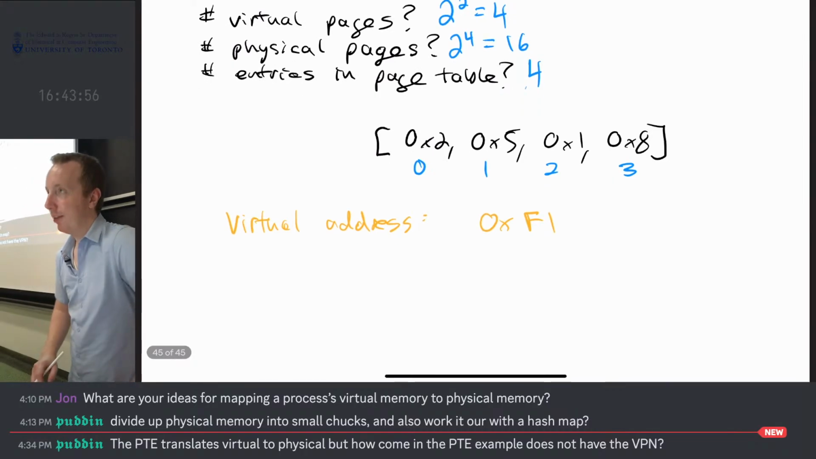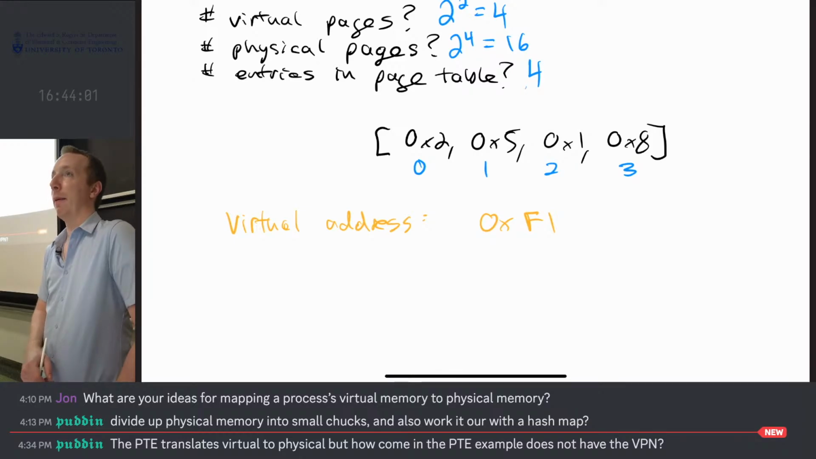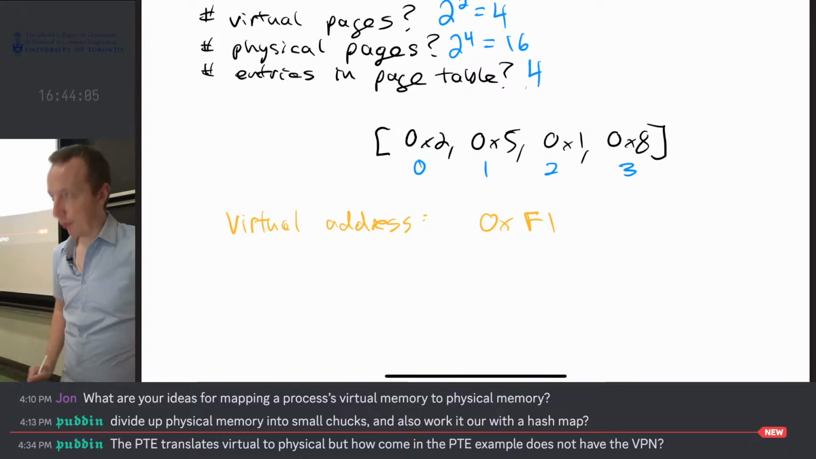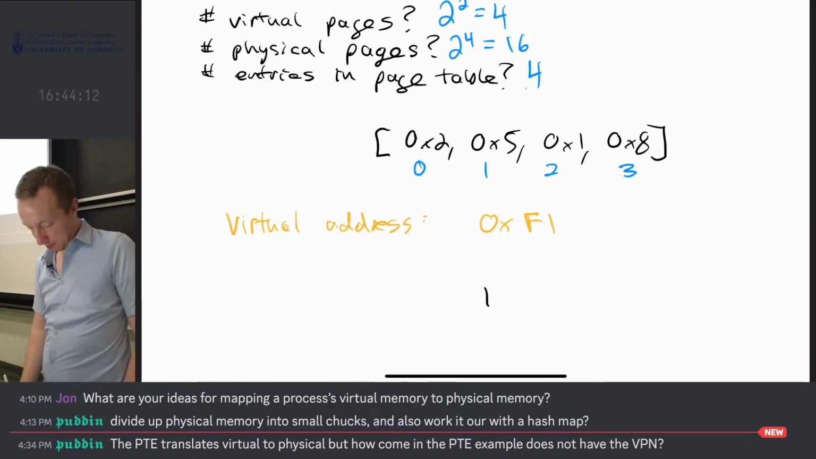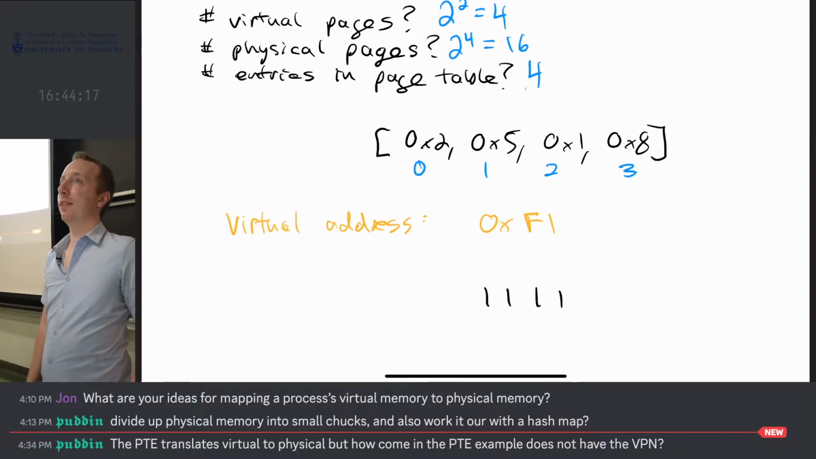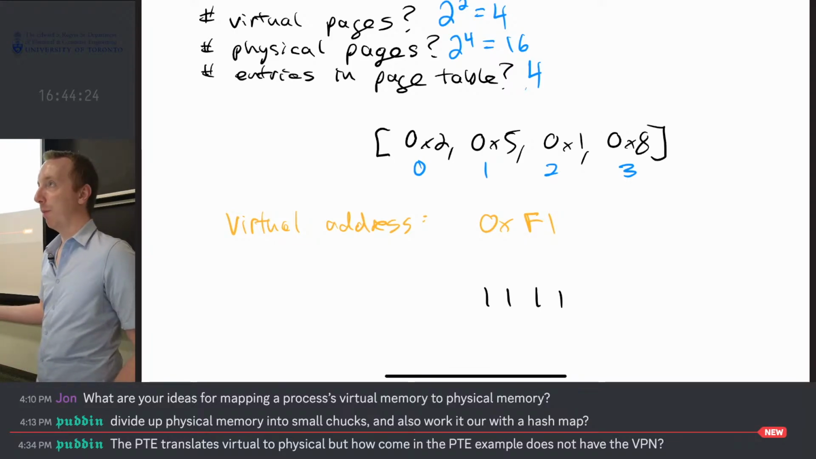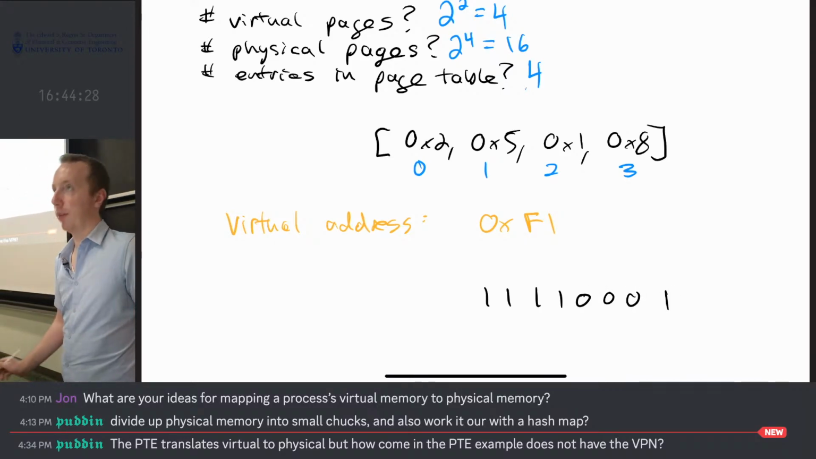So the easiest thing to do, believe it or not, is to just write this number out in binary. So let's see if we remember stuff. What is F in binary? Yeah, F is 1, 1, 1, 1. What about 1? So it's hex, so there has to be 4 bits. So if it's 1, hopefully it's just 0, 0, 0, 1.